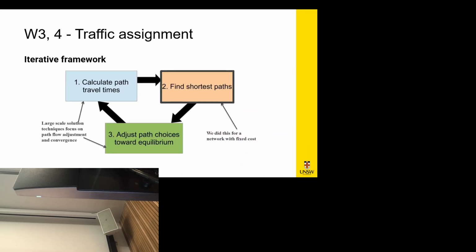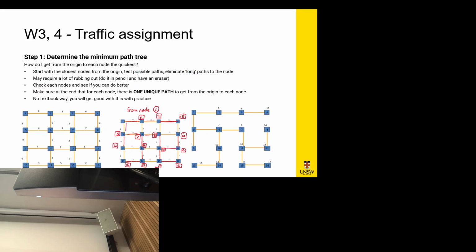Iterative framework is another way of doing it. Basically network analysis. You need to calculate the path travel times. Once you've done that, find the shortest path, and then you adjust the path choices towards equilibrium. So what we need to do here is determine the minimum path tree. We need to consider a network, and from the network we need to consider the origin and the destination.